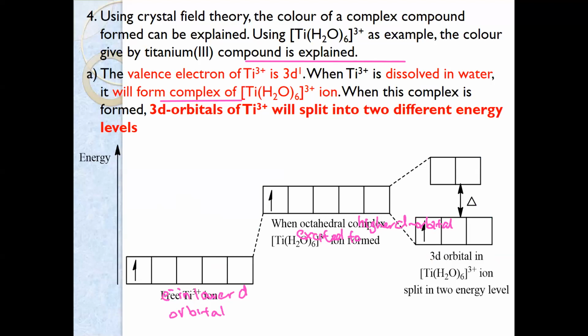Don't worry, small thing. So here are the keywords to explain how the transition metals are colorful. You must first explain that when the metal ion dissolves in water, you form complexes. When complexes are formed, the 3d orbitals in the titanium ion or in the metal ion will split into two different energy levels.